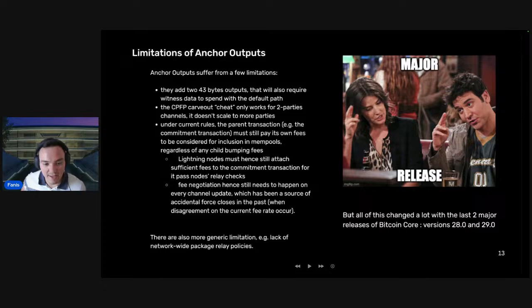But as I said a few times, all of this changed and is changing. And so the two last major releases of Bitcoin Core, 28 and 29.0, brought some improvements to the mempool policies, which will make all of this work better, hopefully.